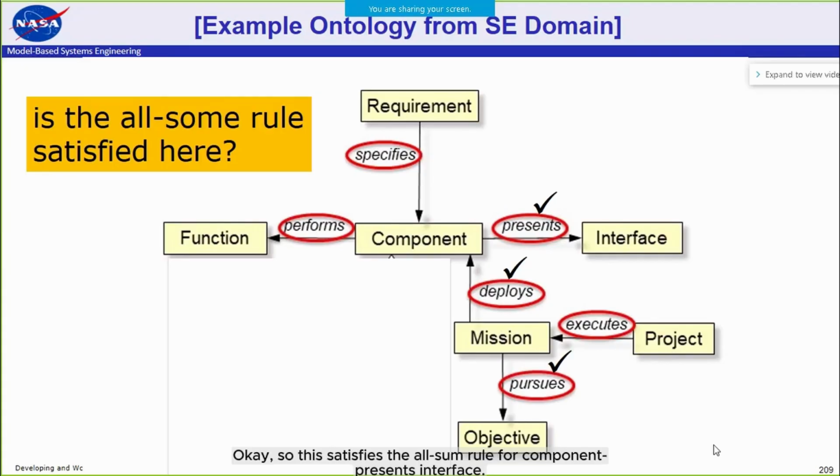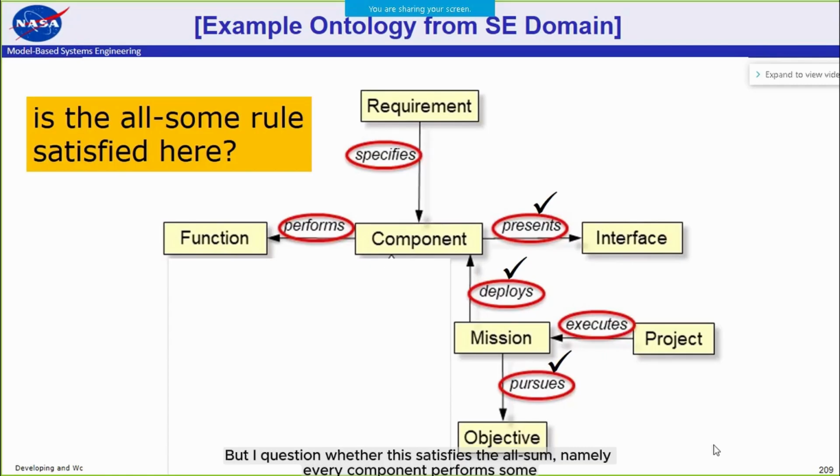Okay, so this satisfies the all-some rule for component presents interface. It satisfies the all-some rule for mission deploys component. Every mission, at this level anyway, is going to be deploying some equipment. That's what the whole thing is about. It's about missions like the Mars mission. And every mission pursues some objective. It would be a disappointing mission that didn't have an objective. So there we have three relations which satisfy the all-some rule.